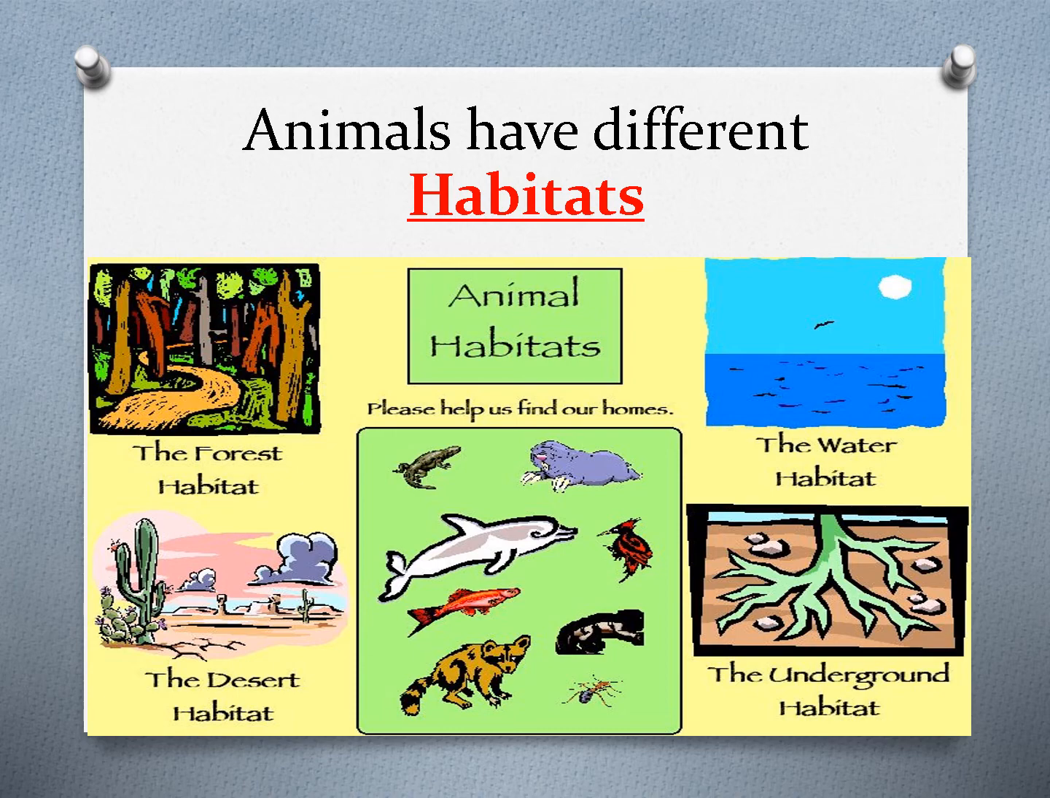So there are animals that live in the water. There are animals that live in a forest habitat. There are animals that live in a desert habitat, and there are animals that live in an underground habitat. Okay, so different animals live in different habitats. That is why these animals are different from each other.